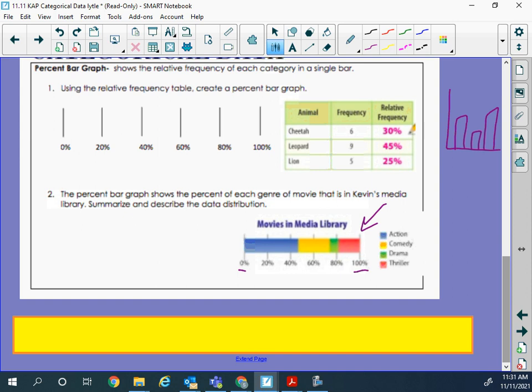And then it's been split. You guys see that? It's been split into the categories, and then do you see how there's a key so that you can see what represents what? But everything is on one.